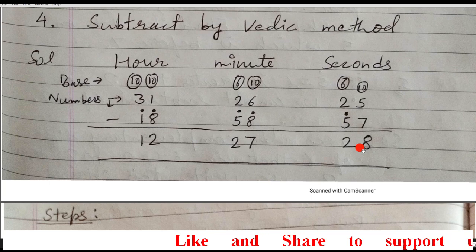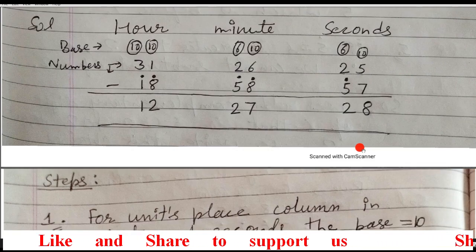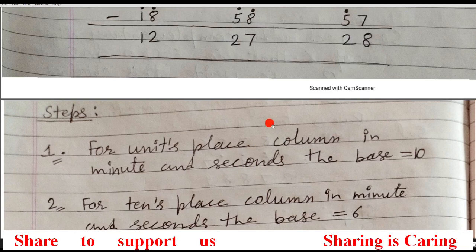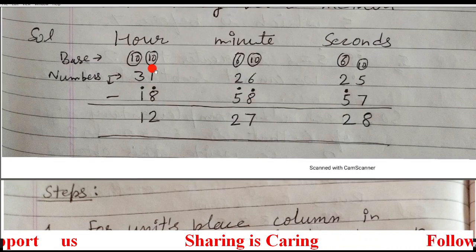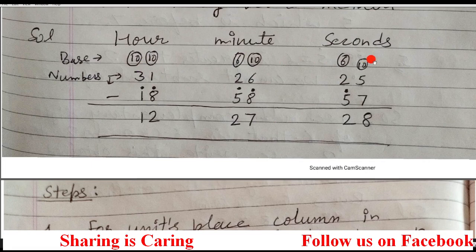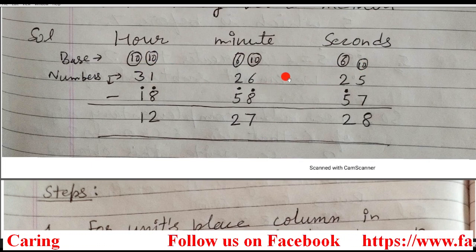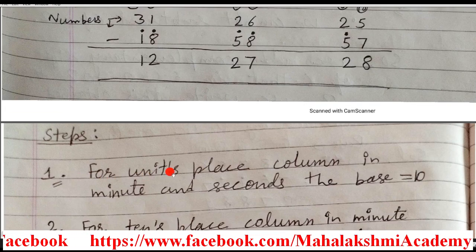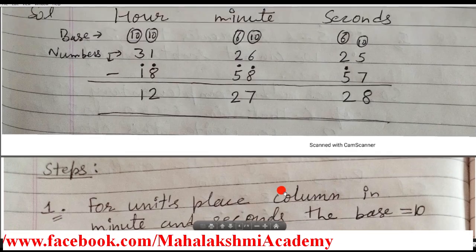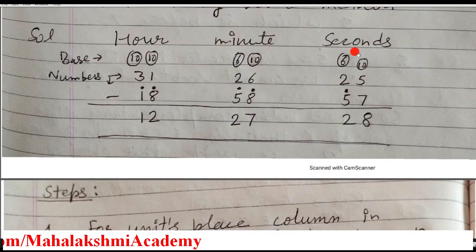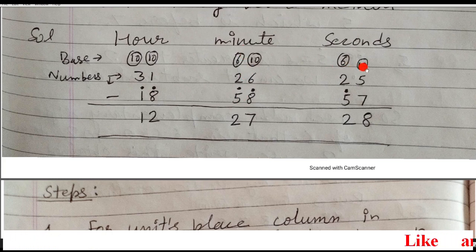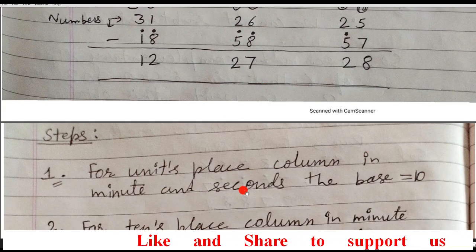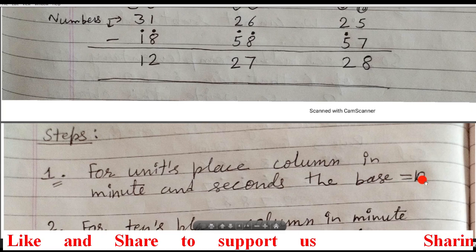So write down the steps. If the question comes in 2 or 3 marks, steps are important. So here students, when we write down the steps, we should explain why we selected this base. That means you should write down the base for each column. That is our steps. So the first step is for the units place column in minute and second. This is the units place column of seconds and this is the units place column of minute. So what is the base for the units place column? Here also 10 and here also 10. So that is the step. For the units place column in minute and second, the base is 10.